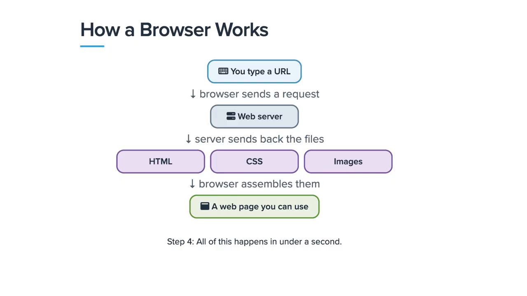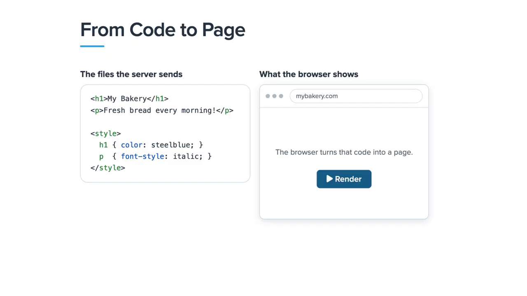The request is sent, files are downloaded, page is built. Your browser does this for every single page you visit. Let's actually watch that last step happen. On the left, the files the server sends. There's HTML, a heading that says My Bakery, and a paragraph that says Fresh bread every morning. And below it, a little CSS. Make the heading steel blue and make the paragraph italic.